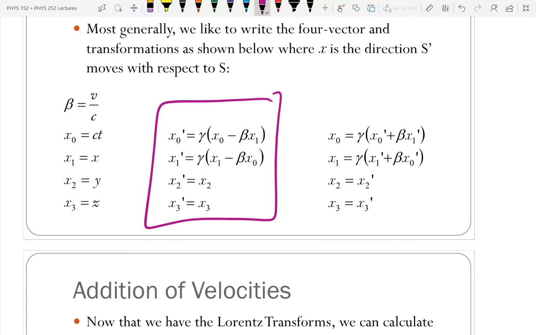So I can convert from the one to the other simply by changing the sign of the speed and changing from prime to unprime and vice versa. Notice here I've used the definition that beta is v over c because that also shortens things.